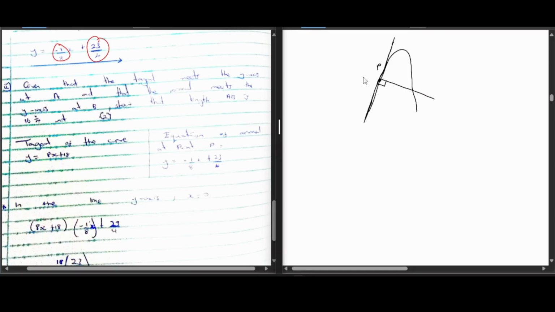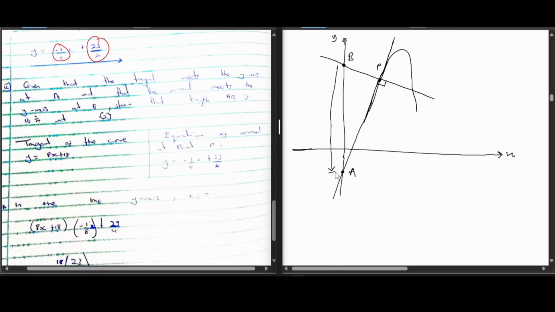You see. Then we have the y-axis and the x-axis. We want to imagine what is being said here. Given that the tangent meets the y-axis at A, so if we keep extending it, here is where we say A. So it says the normal meets the y-axis at B. We extend the normal here at B, like that. Show that the length AB is 16.25. So the length we are looking for is this length. This is the length we are looking for.